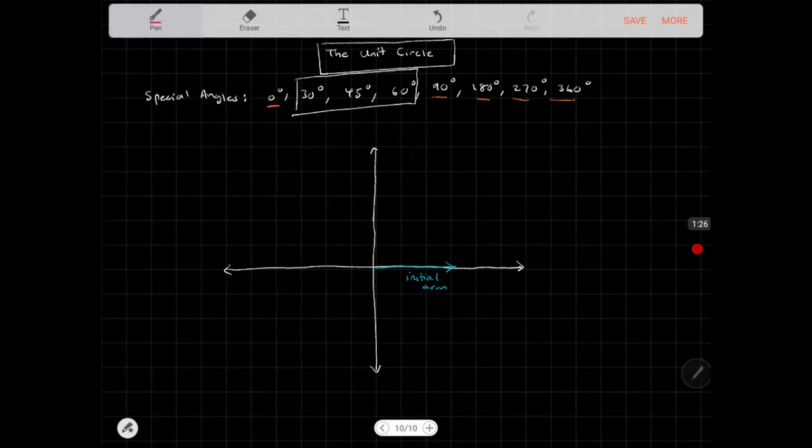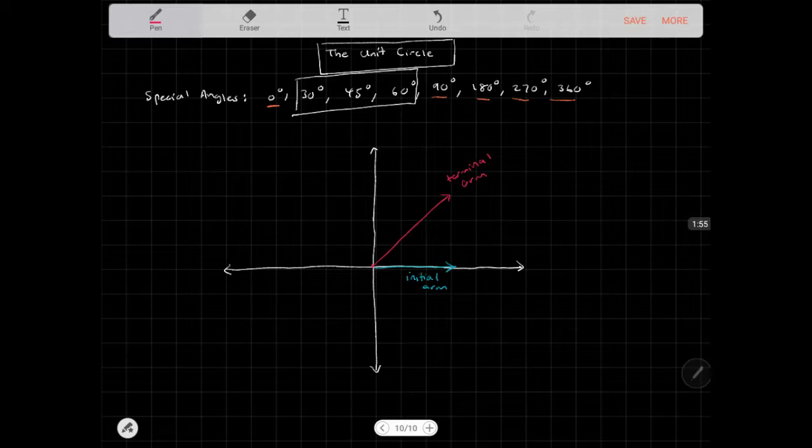And the other ray here is basically going to be some angle at or away from the initial arm, and this is called the terminal arm. We also stated that the vertex was 0 and 0, and that positive rotations were counterclockwise rotations, right? Now, a unit circle is a special case of angles in standard position.